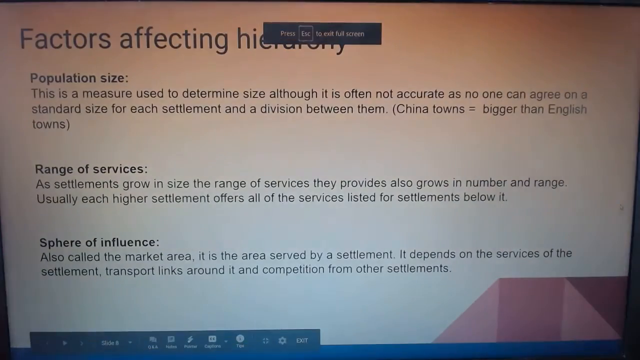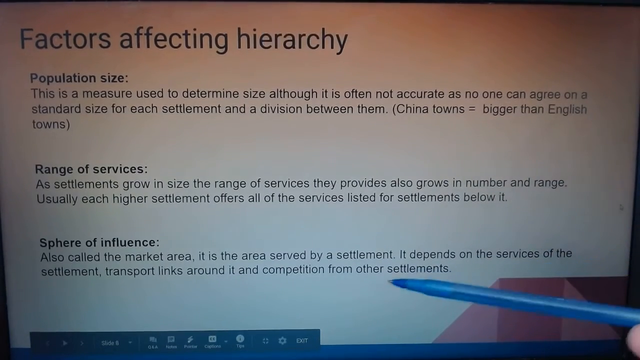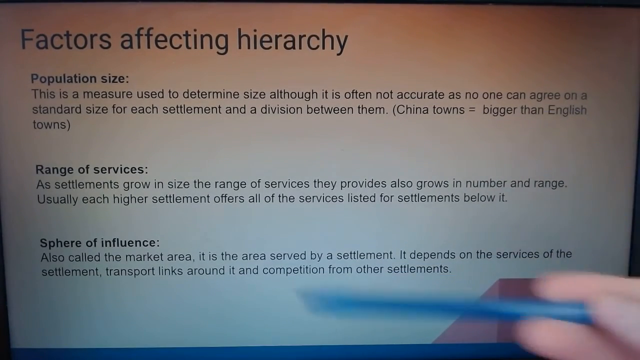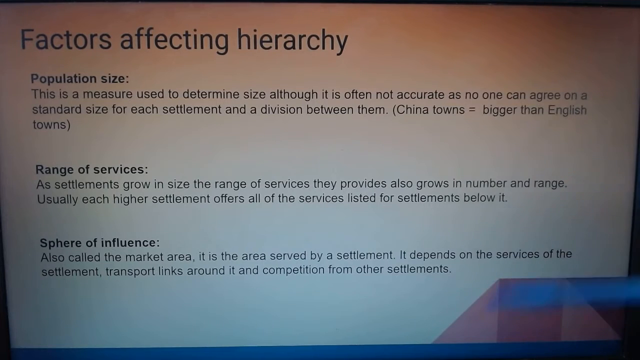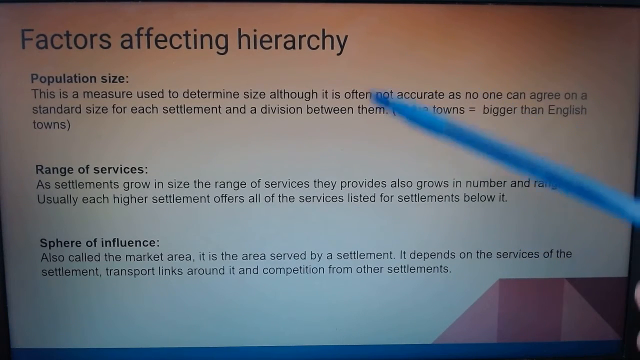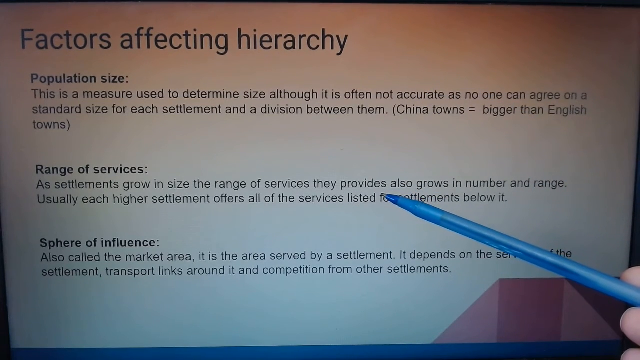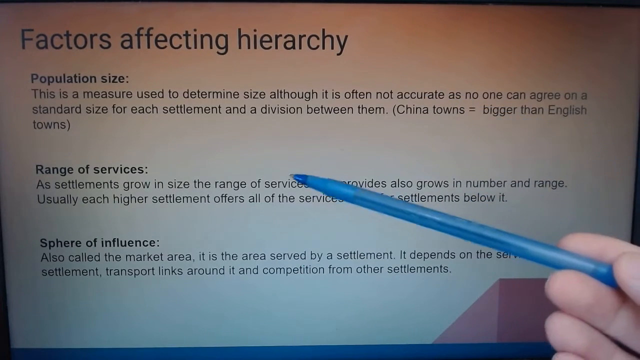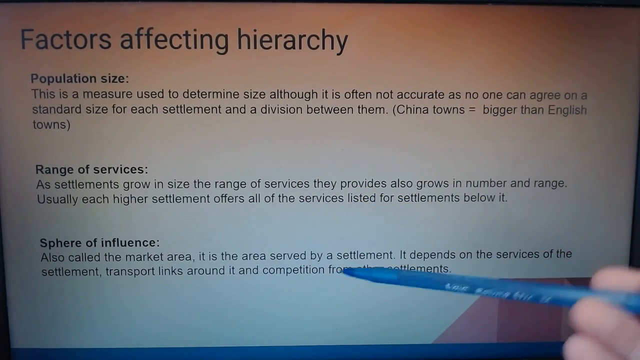Okay, so let's continue on with our work here. You've made a note of these, so the sphere of influence again is quite important. These are how we order or organize our settlements: population size, the variety or range of services they provide. The bigger the settlement, the better the variety, and sphere of influence.